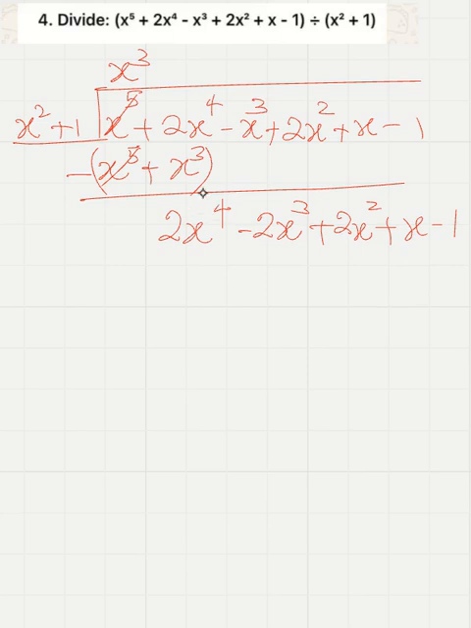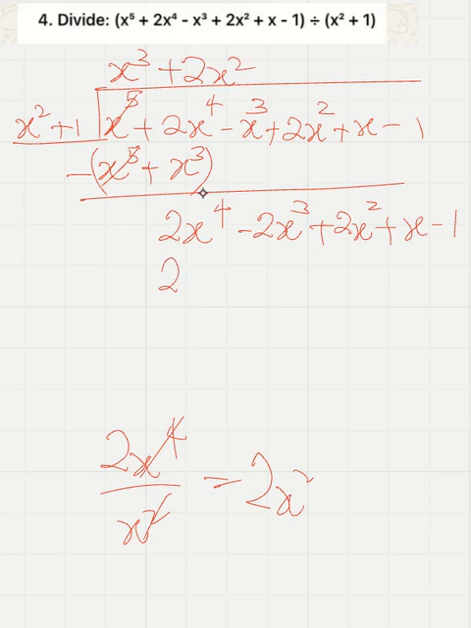Next step is to pick the first term again in this new expression, 2x to the power of 4, divided by x squared. 2x to the power of 4 by x squared is 2x to the power of 2, because 4 minus 2 is 2. Write that here, plus 2x to the power of 2. Now we multiply 2x to the power of 2 by x squared. That will give 2x to the power of 4. 2x to the power of 2 times 1 is plus 2x to the power of 2.